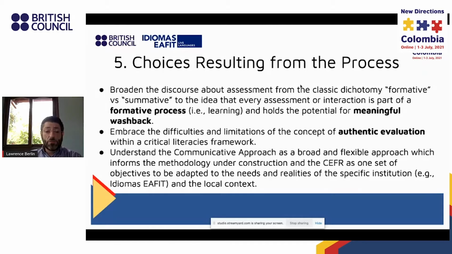And as it says here, within the critical literacies framework. And then coming to an understanding, which is oftentimes a little bit difficult. People who have worked in more traditional models of language teaching use the concepts of the communicative approach and the Common European Framework as their religious text where there can be no deviation. But we had to really underscore the idea that the communicative approach is broad and flexible, and informs the methodology under construction, because the methodology is always a component that's derived based on the considerations and the theoretical foundations of the individuals involved in producing the curriculum. And also coming to an understanding that the Common European Framework is one particular set of objectives which need to be adapted to the needs and realities of the specific institution and, of course, the local context. So contextualization is obviously a very important part of developing a new curriculum.